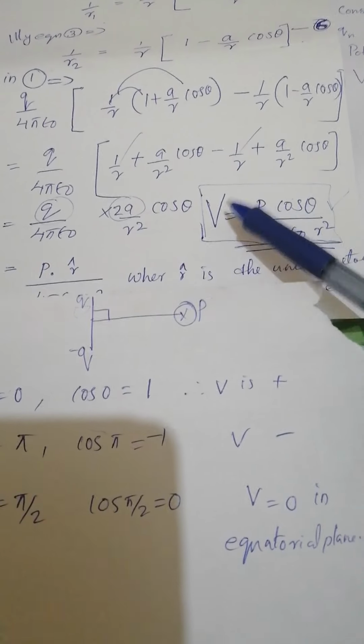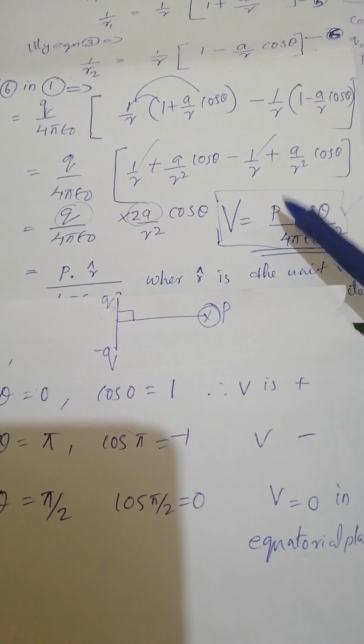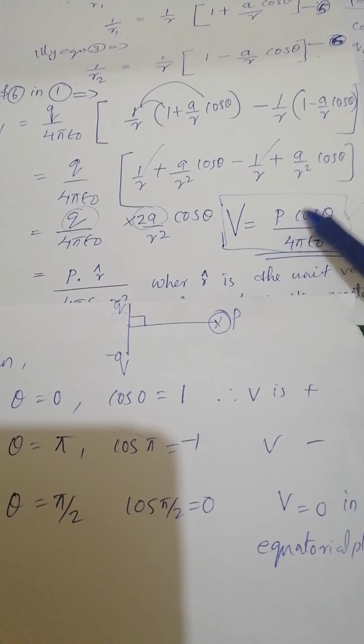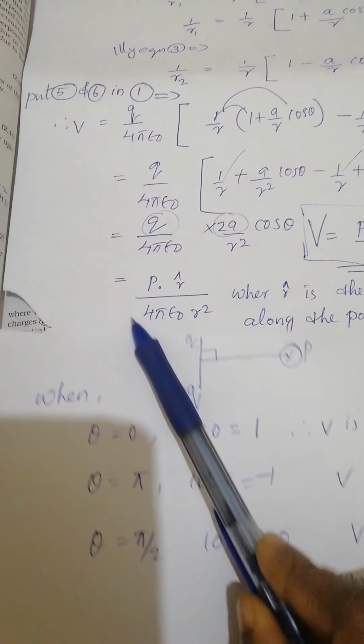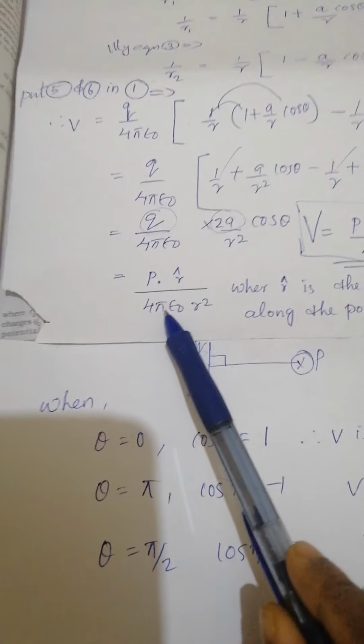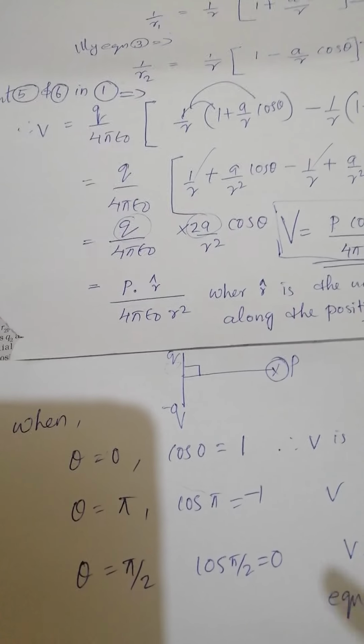So this is the final equation for potential at a point due to a dipole. V is equal to p cos theta divided by 4 pi epsilon 0 r square, or we can write p dot r unit vector divided by 4 pi epsilon 0 r square. So we will continue in the next session.